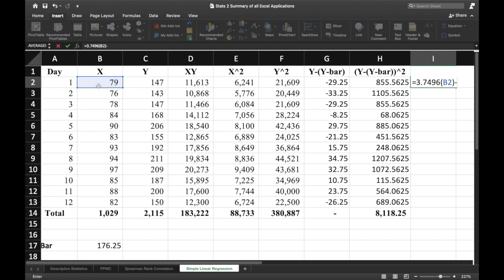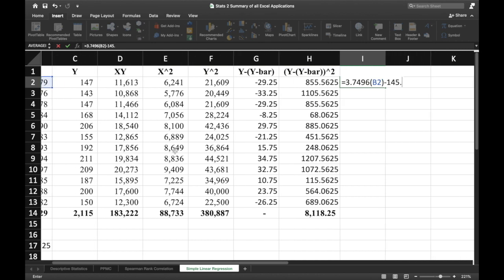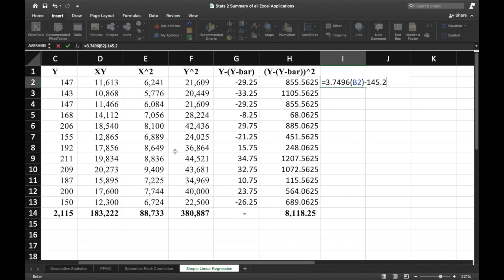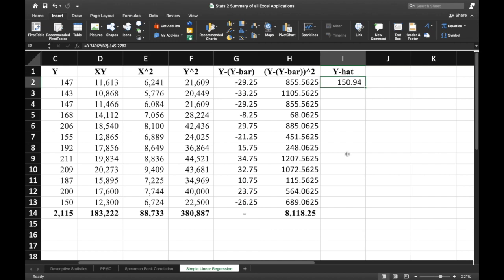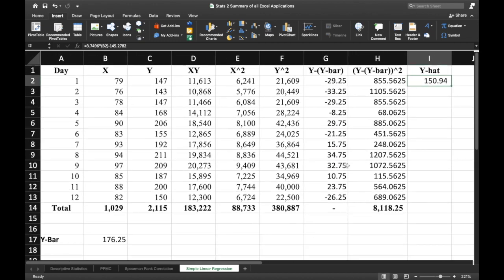Minus db sub 0, 145.9782. That is 0.2782. Enter. So, ano nangyari? Do you want to accept correction? We found a typo error in your formula and tried to correct it. Anong typo error meron tayo? Ayun, hindi ko nalagay ng multiplication. Kita niyo, medyo sensitive si Excel. So, yes, accept natin yung correction. Tama naman siya.